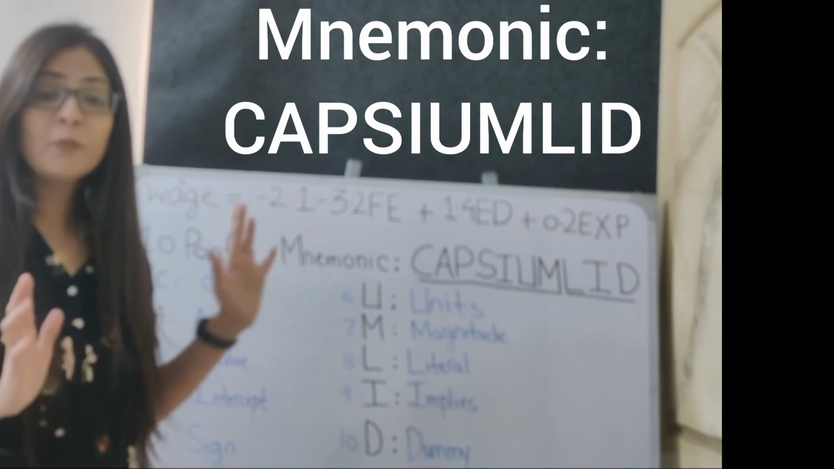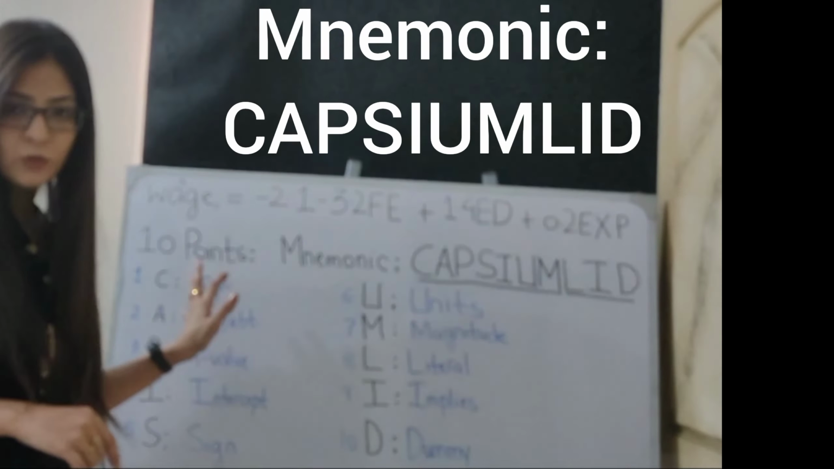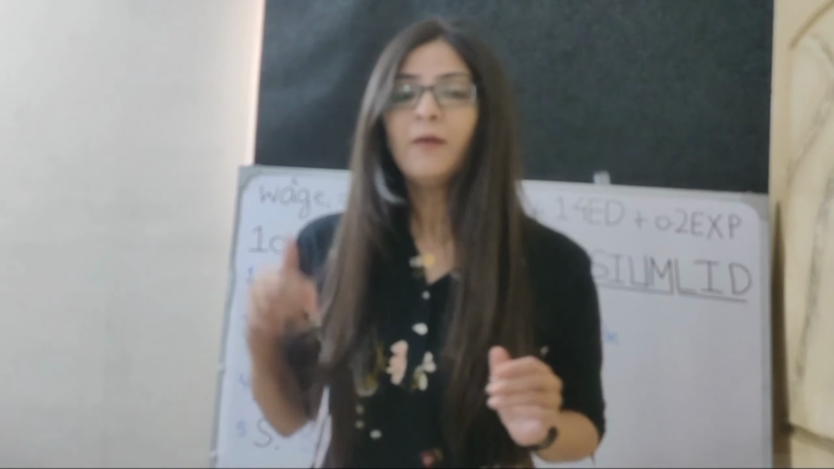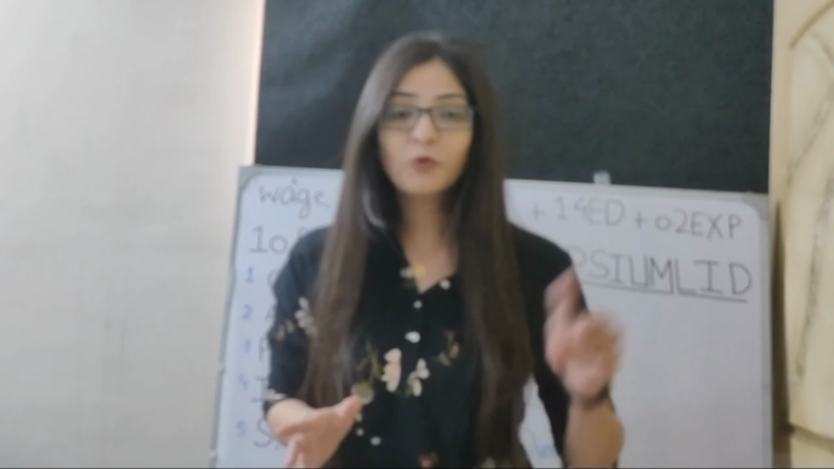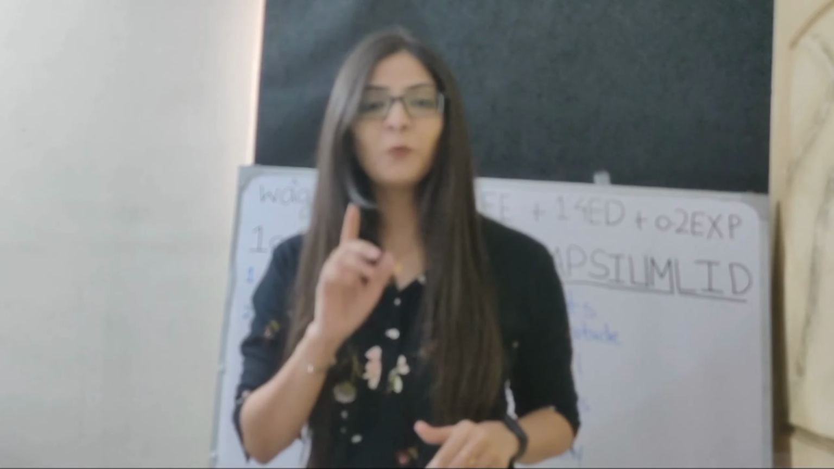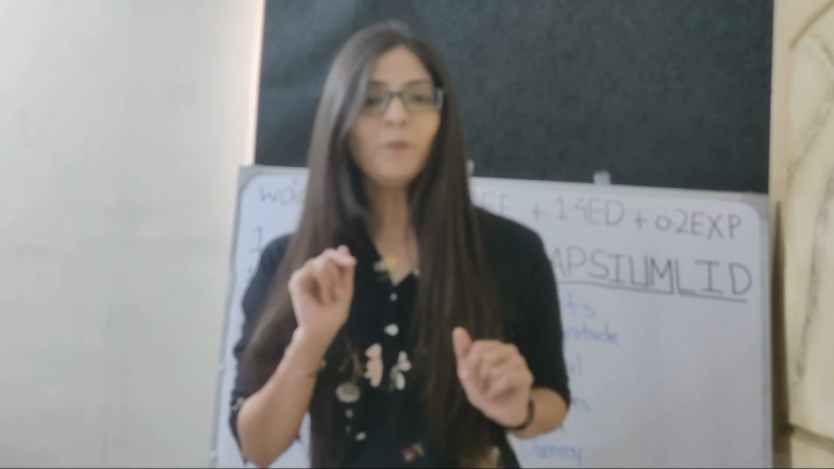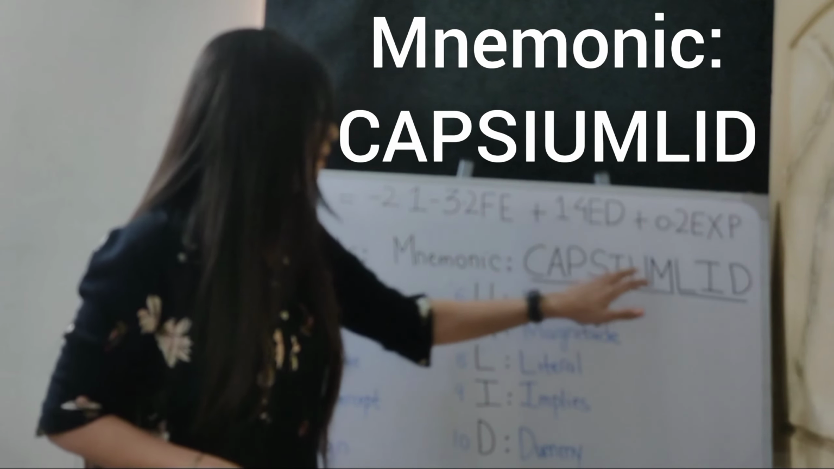So I have come up with this mnemonic which you can use to memorize these 10 points in less than 1 minute. In exam situations, when we are under pressure and under time constraints, we cannot recall what exactly we had to write in the answer. This mnemonic is going to help you to quickly recall the 10 points which you have to include in your answer to make sure that you get the maximum possible marks whenever you are asked to interpret a regression equation. So before we move on, let me quickly tell you the mnemonic is CAPSIUMLID.